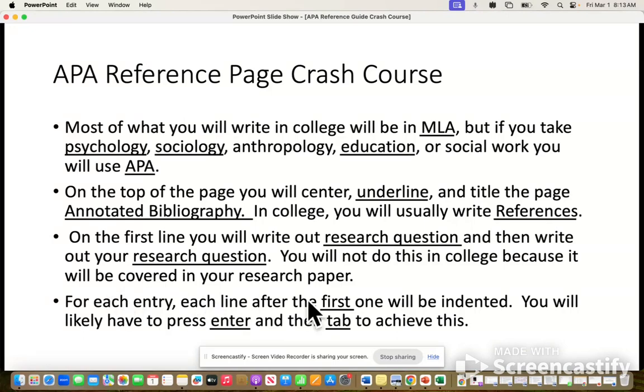So for each entry, each line after the first one will be indented. You would likely have to press enter and then tab to achieve this because Google Docs and Word can be kind of annoying. So that's why.